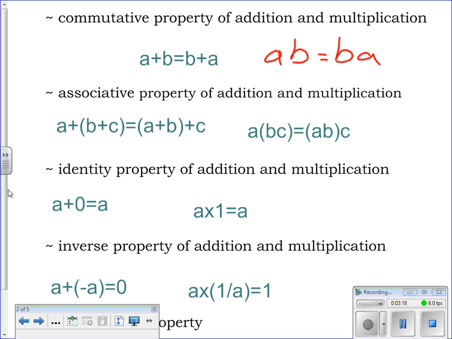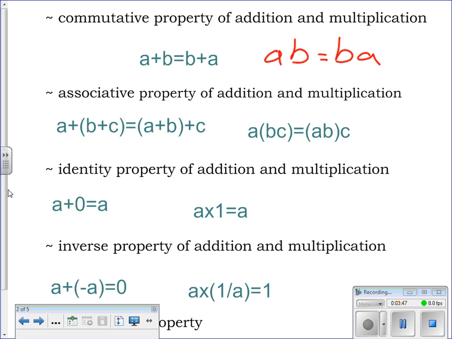The associative property, same thing, addition and multiplication. The associative property has to do with grouping. When you associate with somebody, you are grouped with them. An association is a group. In the first one, B is hanging out with C. In the second one, B is hanging out with A. It's just changing who it wants to be associated with.